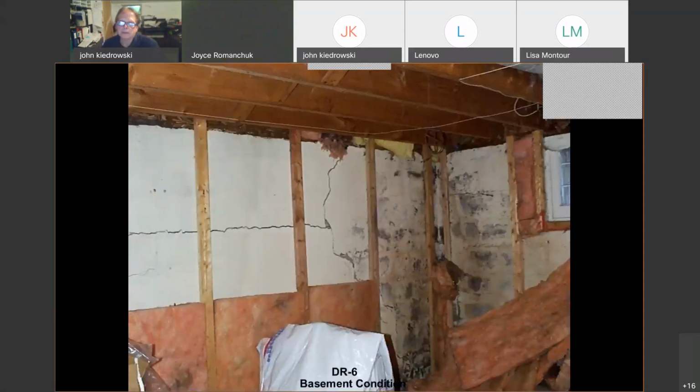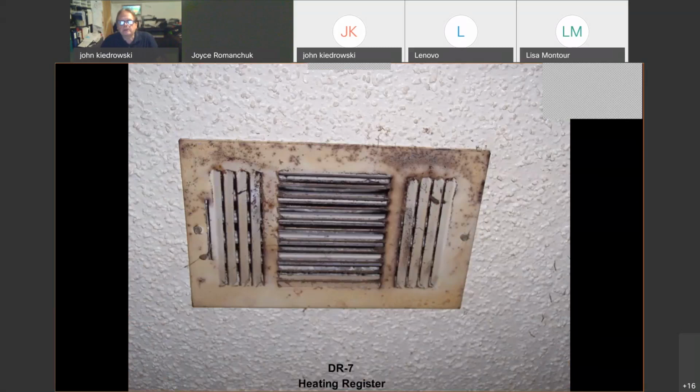Whoops. Next slide here. A heating register in a house. You think there's signs of moisture? It must be. Look at all the rust. And that's a whole other issue. This popcorn type ceiling is potentially, it could be asbestos in the ceiling finish or wall finish in this case.